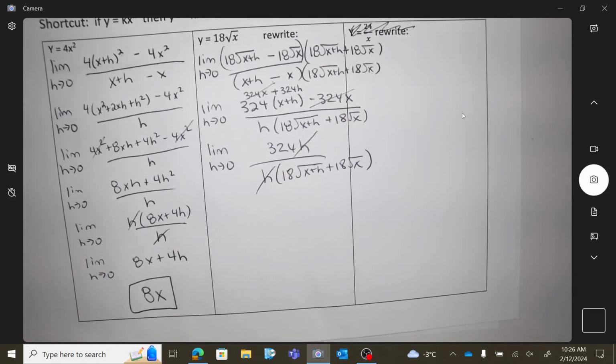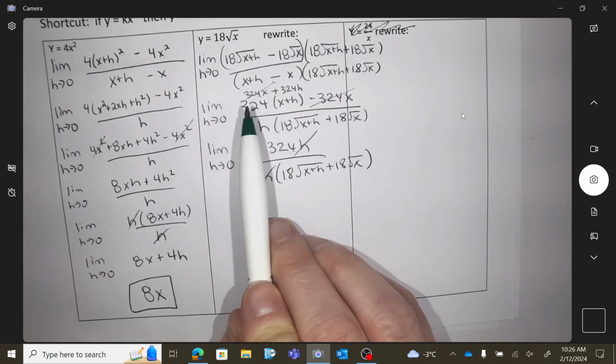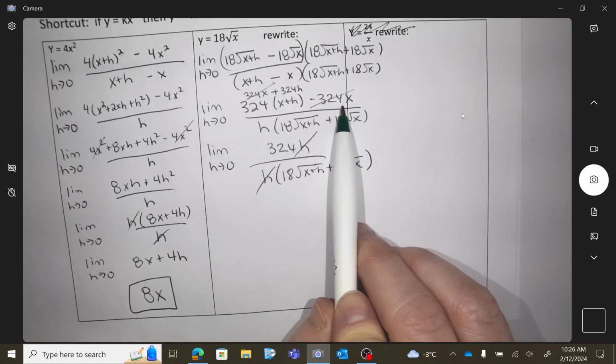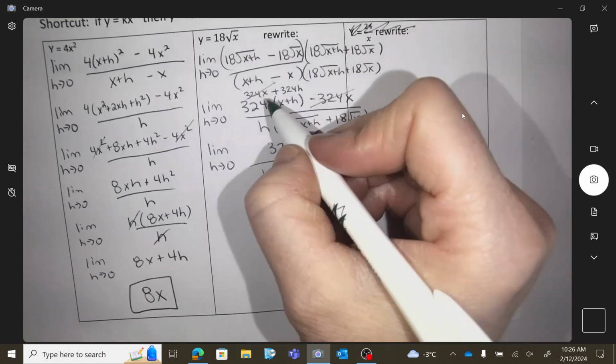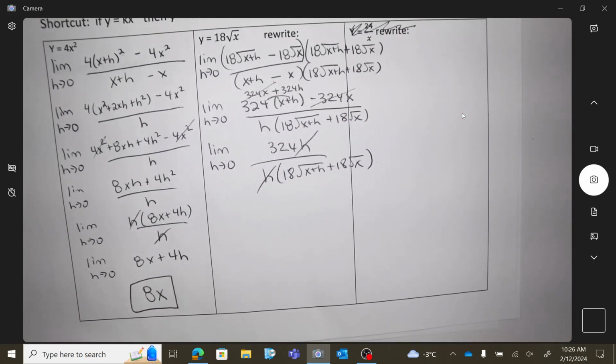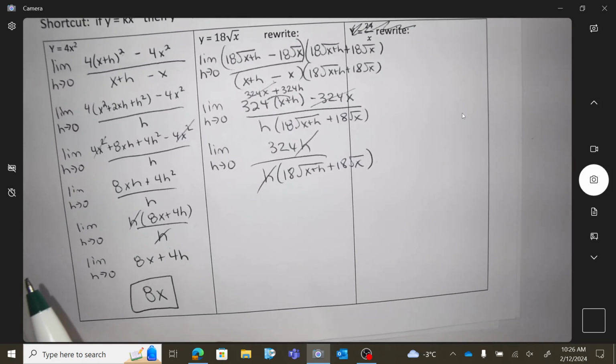Wait, so you added 324x? That was the distribution, there was the 324x. And then there was a minus 324x there. Oh, so there's a 324 each. Right there, the distribution was 324. Oh, okay, I see. Right? Do you see the distribution? I just did it on top there. 324x plus 324h.